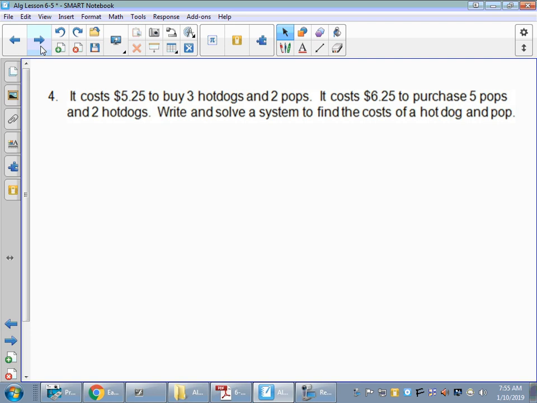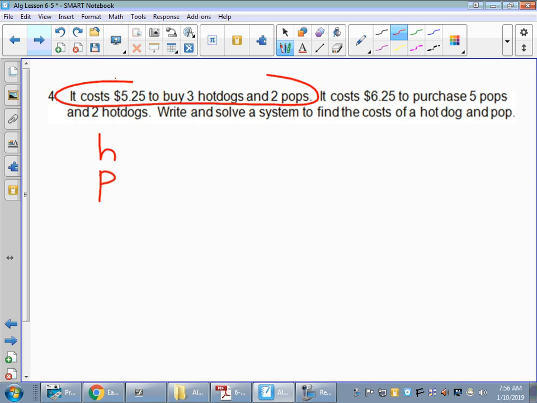So hot dogs and pops. So we've got, it costs $5.25 to buy 3 hot dogs and 2 pops, $6.25 to purchase 5 pops and 2 hot dogs. Write and solve the system of equations. So we're dealing simply with hot dogs, H, and then pops will be P, okay, H and P. So if we think about the first phrase here, it costs $5.25 to buy 3 hot dogs and 2 pops. So we can simply go, it's going to cost $5.25, and that's if we buy 3 H, 3 hot dogs, and 2 pops.